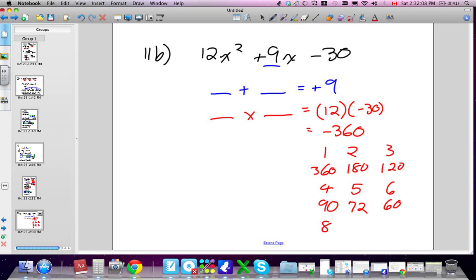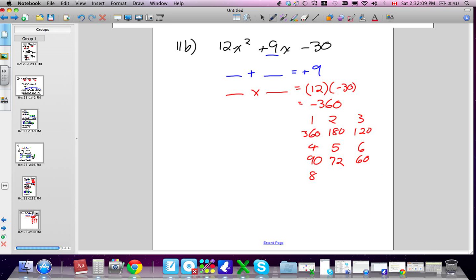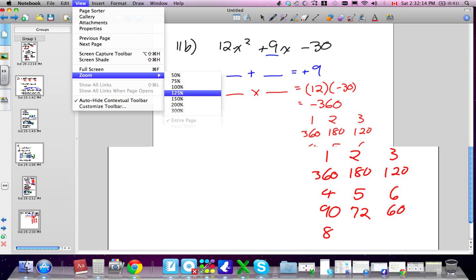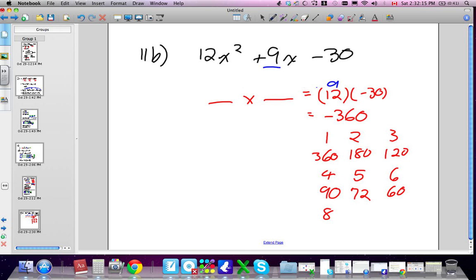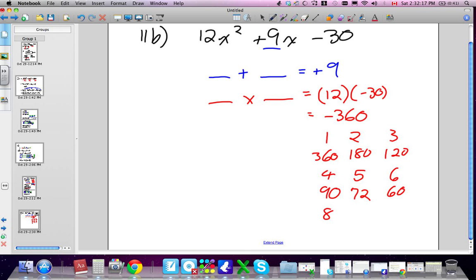What's another pair? 8 goes in how many times? 8 goes in 45 times, is that right? Yeah. 9 goes in? Yeah, that's right. 9 and 40? Okay. 10 and 36? Oh gosh. 11? No. 12? Yeah. 12 and 30, right?